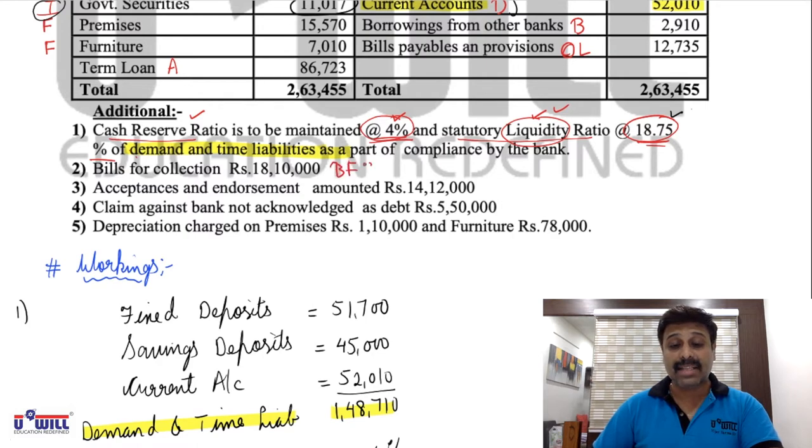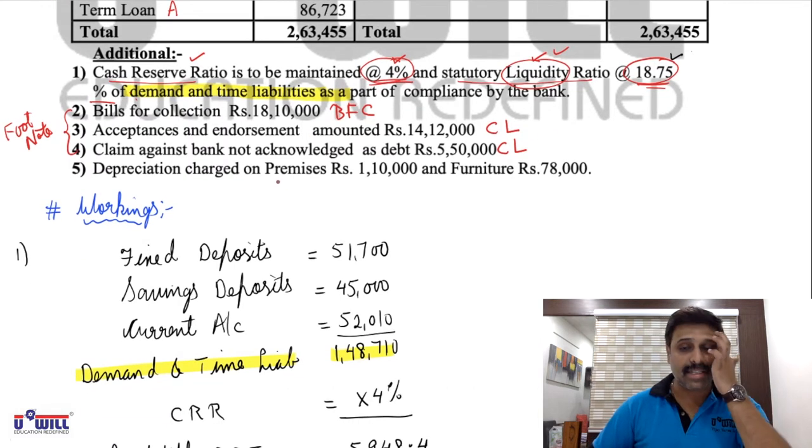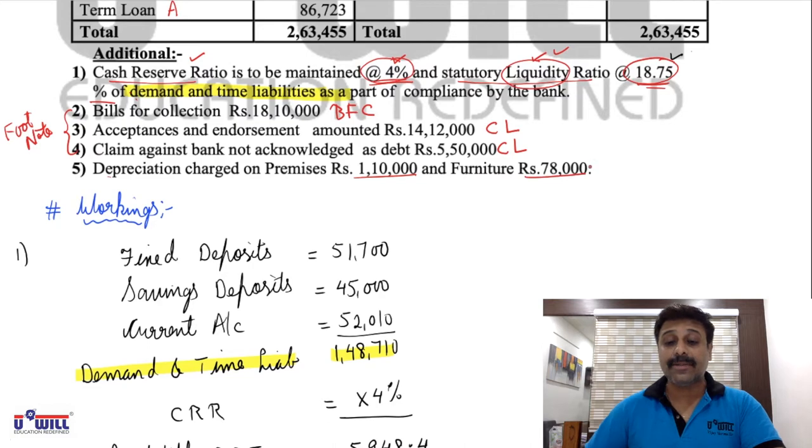Bills for collection are marked as BFC. Acceptances and endorsements are contingent liabilities, marked as CL. Claims against the bank not acknowledged as debts are also contingent liabilities, CL. All these things will come below the balance sheet as a footnote, after the total of the balance sheet. For contingent liabilities we'll be making the schedule, but bills for collection will directly come below the balance sheet in the final accounts format. Now, depreciation charged on premises is 1,10,000 and on furniture 78,000.